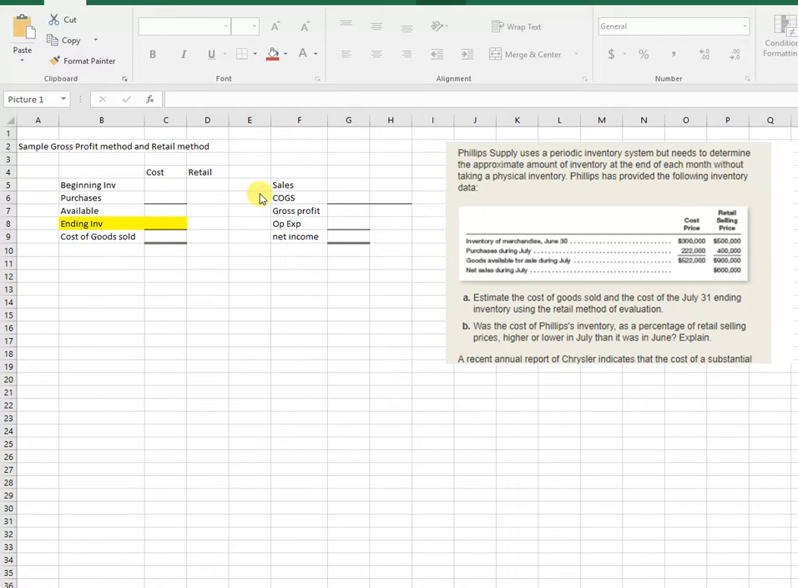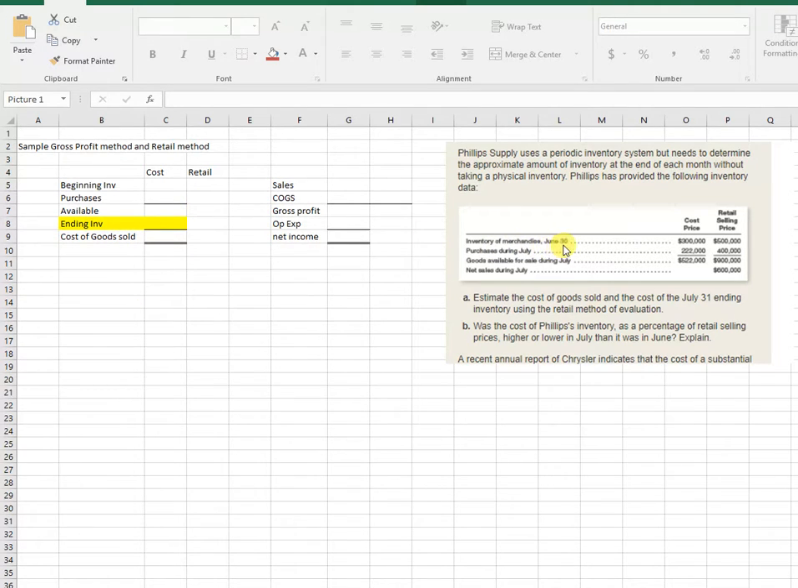So in this case, again, I have the same statement. Sales minus cost of goods sold is gross profit minus operating expenses and net income. I don't use this part of it. I just wanted to show you that it's derived from an income statement. And the cost of goods sold statement, beginning inventory plus purchases is available minus ending inventory is cost of goods sold.